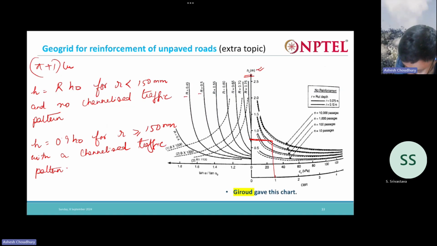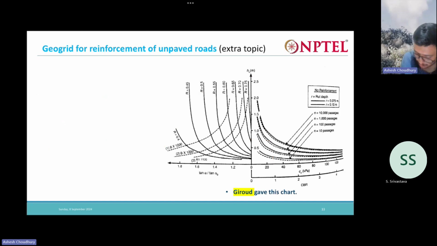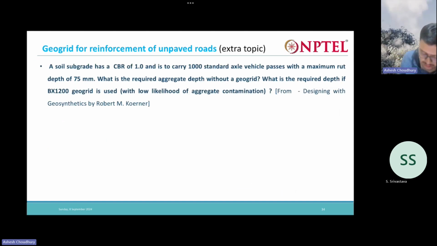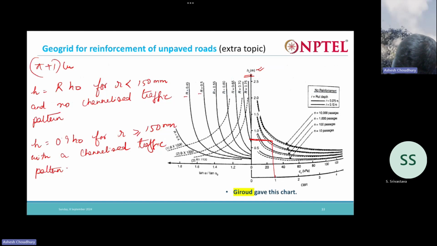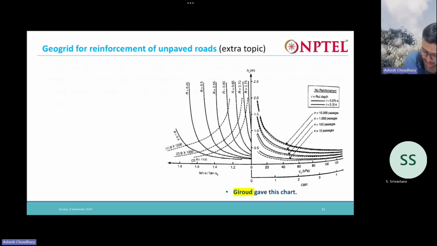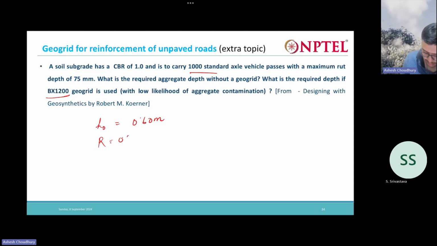When this geogrid is used, then what will be the reinforcement? So what is the geogrid type? BX1200 geogrid is given. So this is the graph for BX1200 geogrid. So come like this, and we are getting an R of approximately 0.55 here. So we are getting R is equal to 0.55.